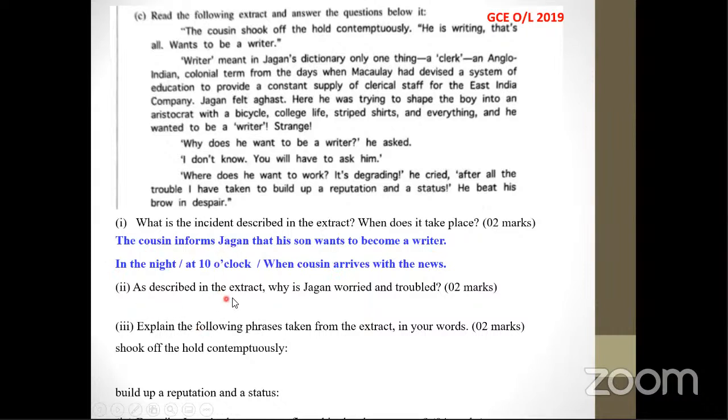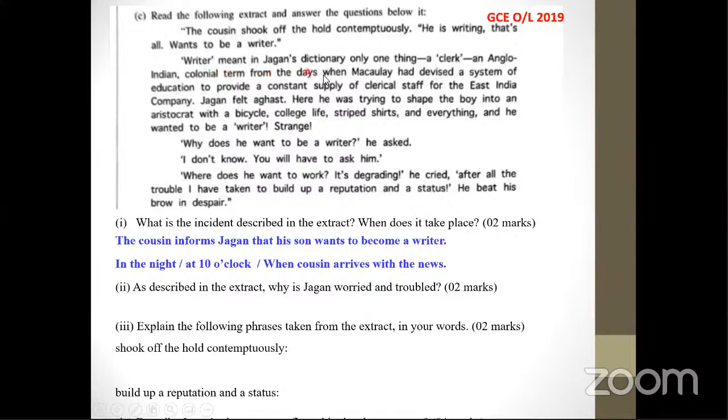And then, as described in the extract, why is Jagan worried and troubled? Now the cousin was giving his message. We know he's the informer. He brings all the messages and he speaks for Jagan sometimes with Mali. Though Jagan is his father, he cannot converse with Mali in a free, easy manner. He feels some kind of obstacle coming in between them. So he wants to enjoy free talk, but he fears that. That is Jagan's way, right?